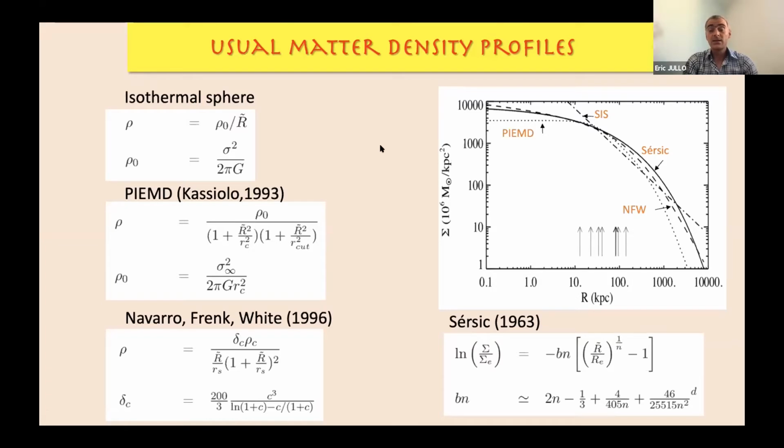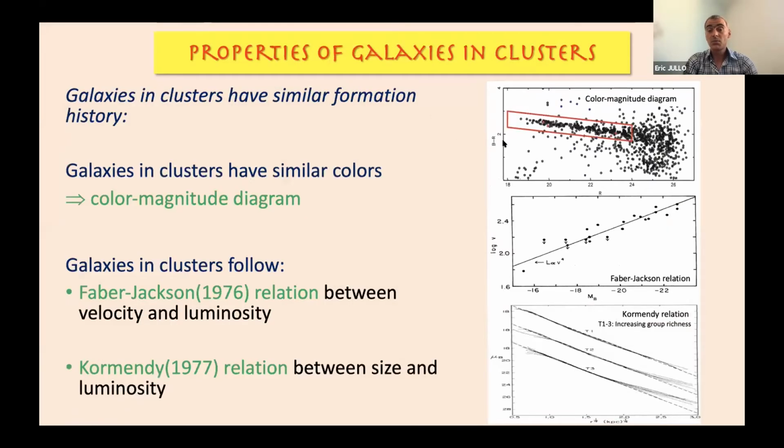And then, as I said before, you need to identify cluster member galaxies to model properly the matter distribution. So what you usually do is a color-magnitude diagram, and you observe this red sequence where all the cluster member galaxies reside. So you pick them, and you assume that these galaxies, and this has been known for years already, follow either the Faber-Jackson and Kormendy relations as a function of size and brightness, or velocity and absolute magnitude.